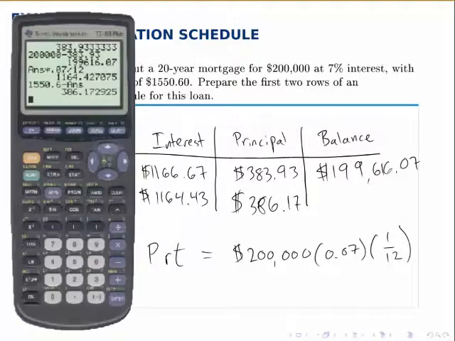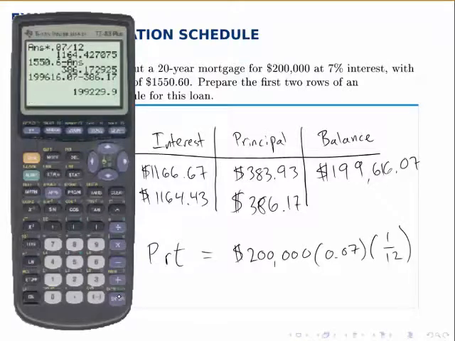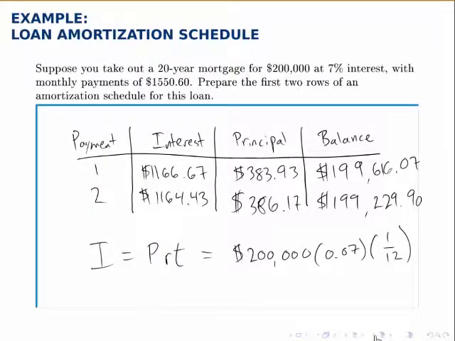So at the end of the second month, we started with $199,616.07. We paid off $386.17 of that. So at the end of the second month, the remaining balance is $199,229.90. So we can continue this process for another 238 rows, filling in all 240 payments.